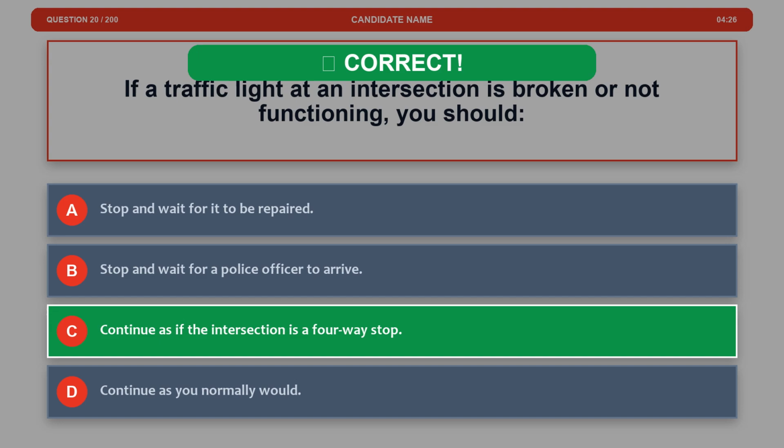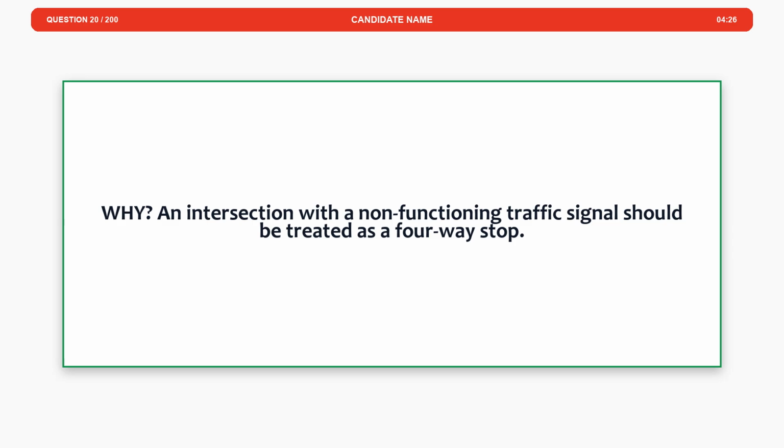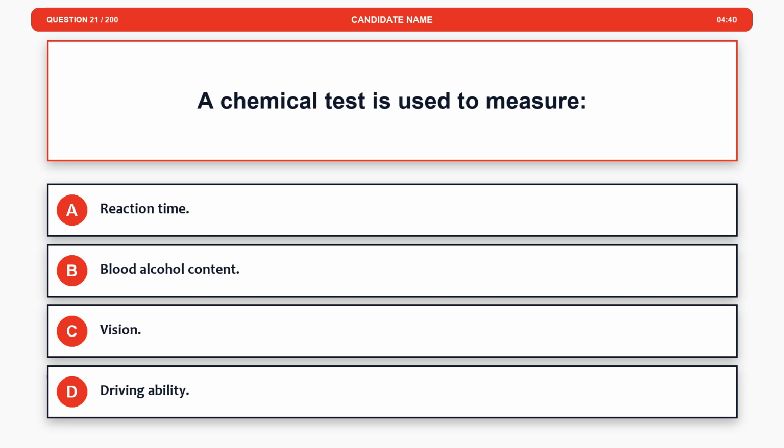The correct answer is option C. Continue as if the intersection is a four-way stop. Explanation. An intersection with a non-functioning traffic signal should be treated as a four-way stop. Question 21. A chemical test is used to measure: Option A. Reaction time. Option B. Blood alcohol content. Option C. Vision. Option D. Driving ability.